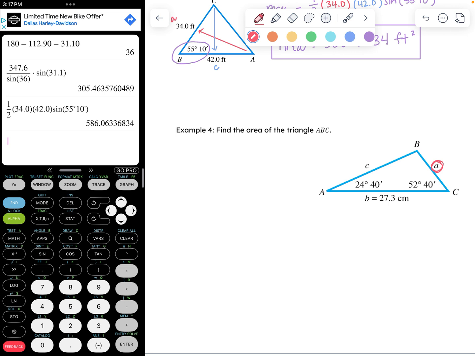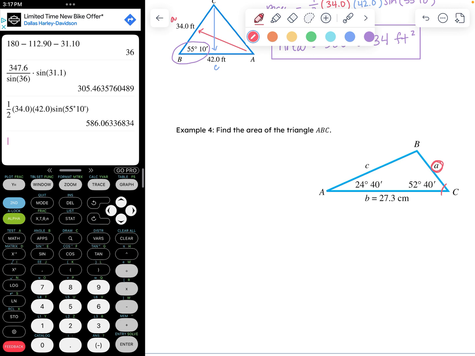You also could find side C if you wanted to, because we know what angle C is over here. We know angle A and angle C, but I'm going to find side A just because, I don't know, A comes first in the alphabet. I don't really have a good reason for that. I'm going to find side A.